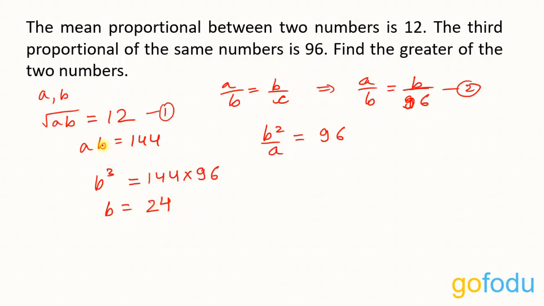Put B as 24 here. A will come out to be 144 upon 24, that is 6. So greater of the two numbers is 24, which we have been asked in the question. Next question.